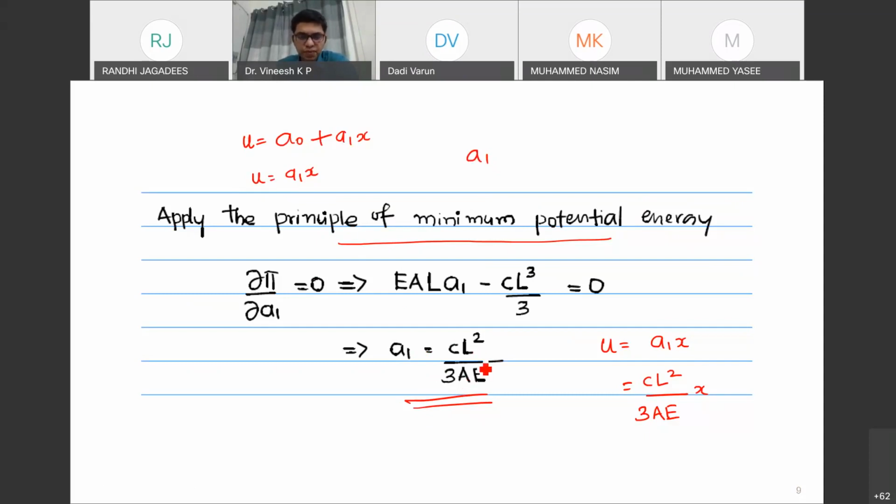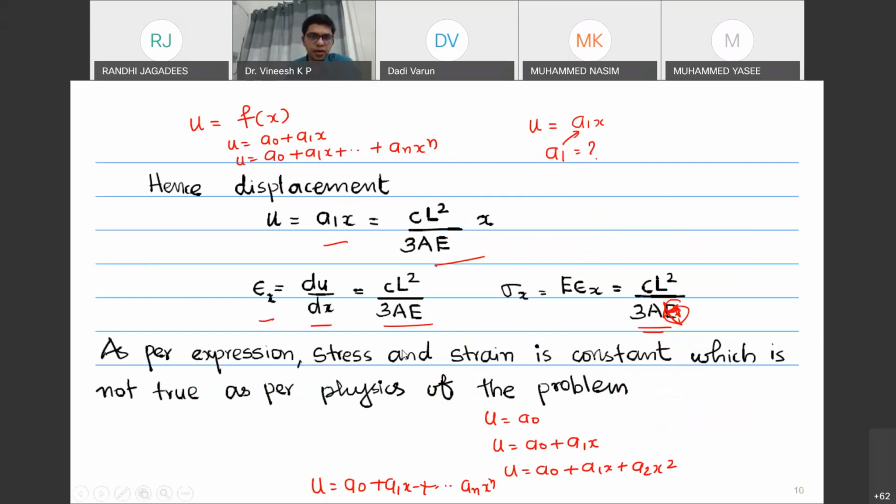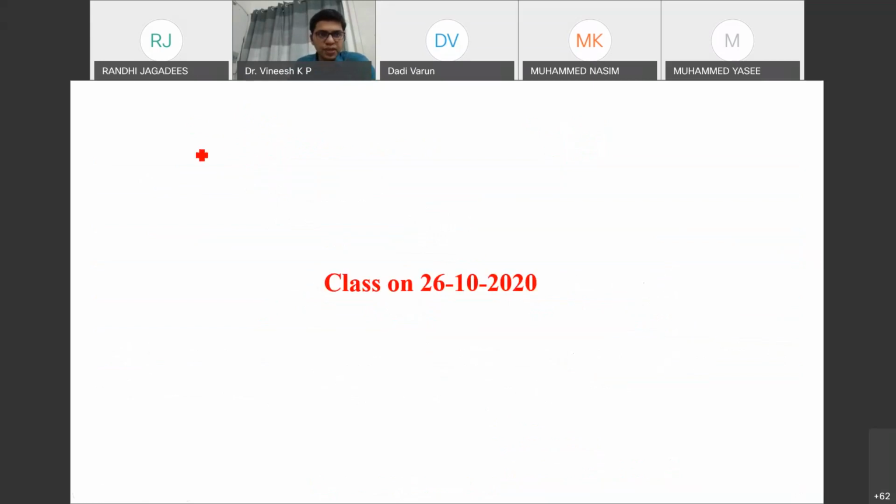Once you find the expression for a1, you are able to write the expression for the displacement. The displacement by the approximate function you got is u is equal to CL square divided by 3AE into x. Then du by dx is the strain, equal to CL square by 3AE, and if sigma x is equal to E epsilon x, that is equal to CL square by 3A. These are the expressions which we derived in the earlier equation.